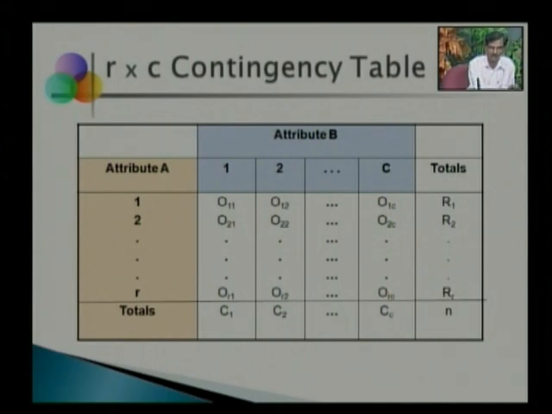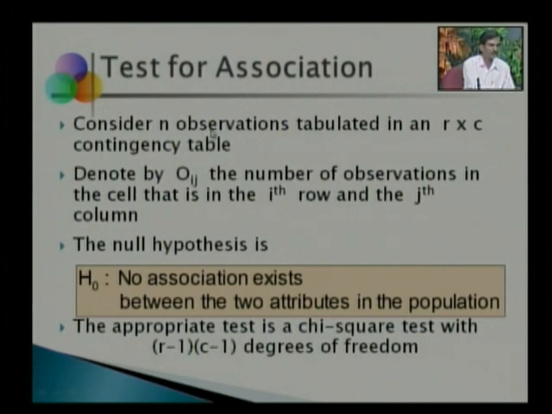This is O11, that is the observed frequency for the first category of attribute A and the first category of attribute B. Similarly we have other values, and the last column is the row total, and the last row is the column total. Here this is the total of all observations, that means the total of row totals and the total of column totals. So suppose we have n observations tabulated in an R by C contingency table.